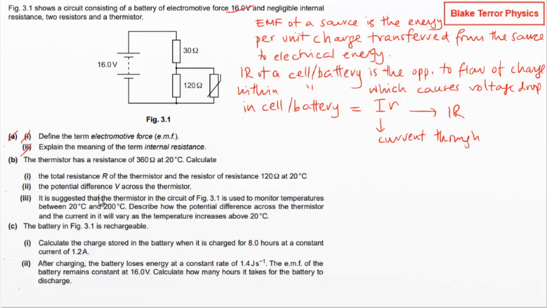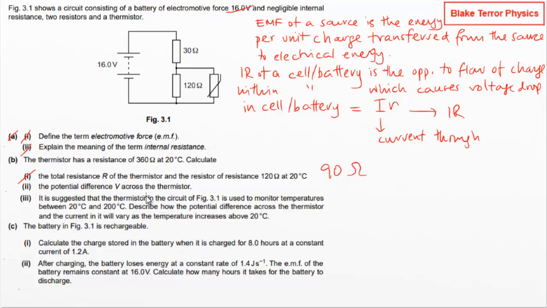The thermistor has a resistance of 360 ohms at 20 degrees C. Calculate the total resistance R of the thermistor and the 120 ohm resistor at 20 degrees C. Okay, so we've got 120 ohms and 360 ohms, right? So that's going to be 1 over 360 plus 3 over 360, 4 over 360, reciprocal, 360 divided by 4, 90 ohms. So that's just doing our resistors in parallel calculation.